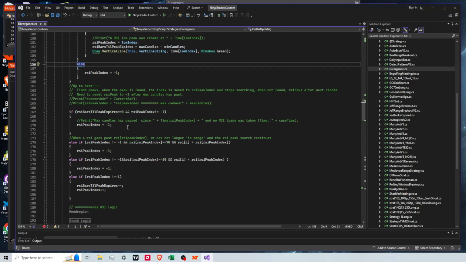So then, when we're waiting for the peak and we don't get the engulfing and it expires, then we set that back to -1 to look for more candles.